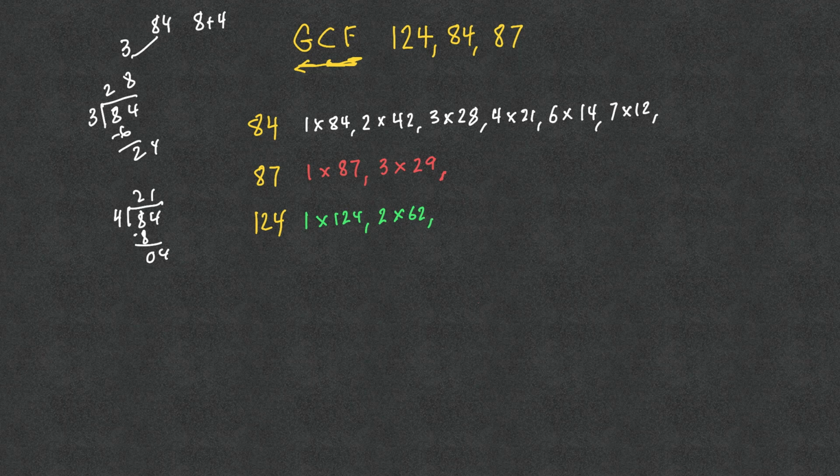What about 3? Well, let's add up the digits. 1 plus 2 plus 4. That's 4, 5, 6, 7. Now, does 3 go into 7? No, so 3 is not going to go into 124.